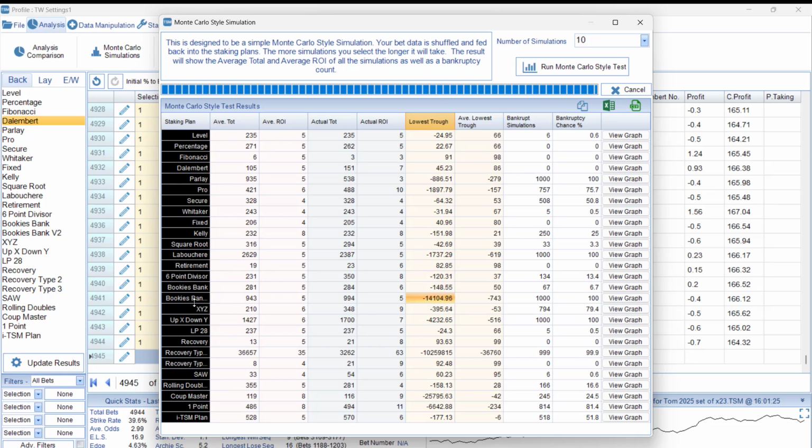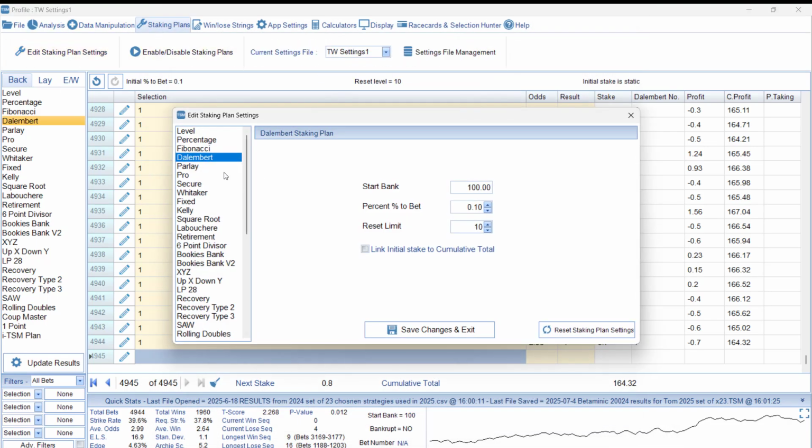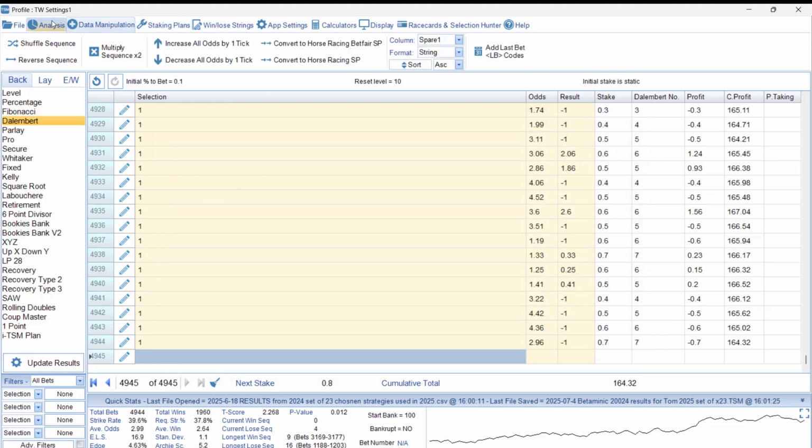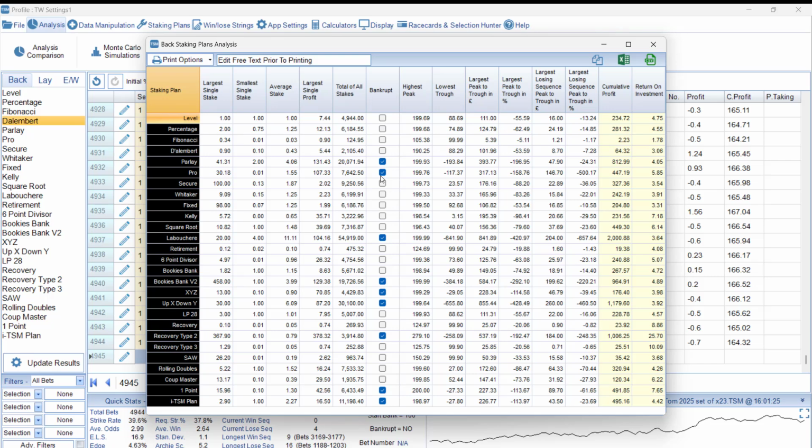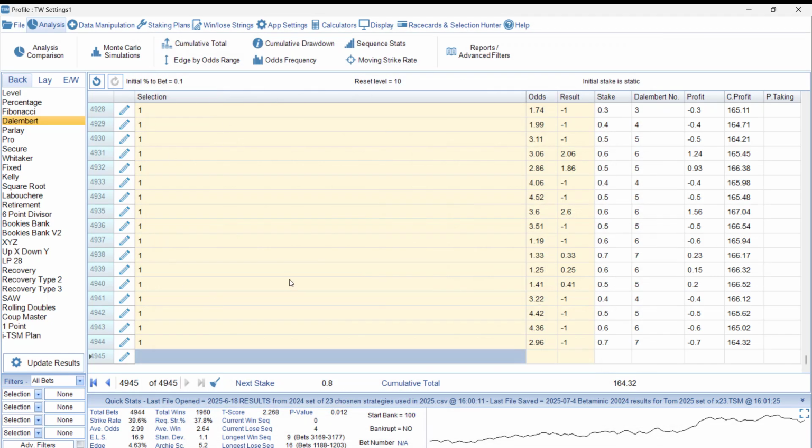So I'd be staying away from this Bookies Bank version 2, but Bookies Bank version 1 is slightly more interesting. But all of these are based on my conservative settings of these staking plans, and you can start to push these staking plans and recheck your results and see if the risk to reward is acceptable for you.